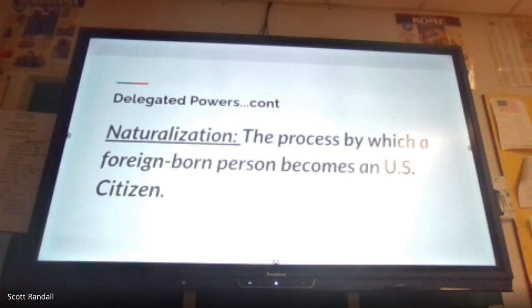Those going through the naturalization process are doing basically what you guys are doing. They're taking a Constitution test, and they're studying what you guys are studying.